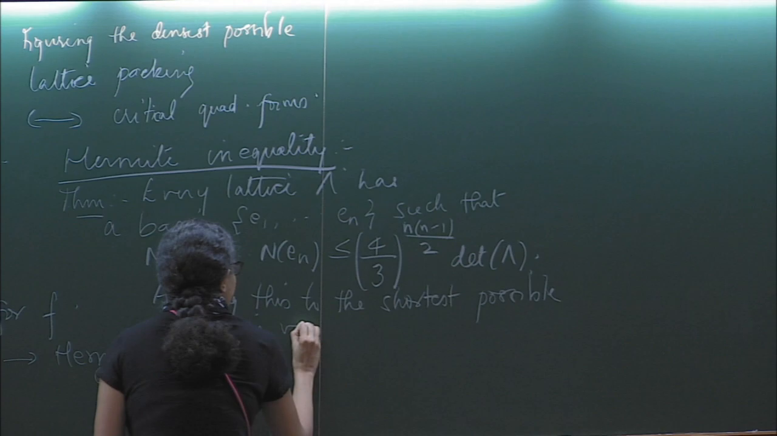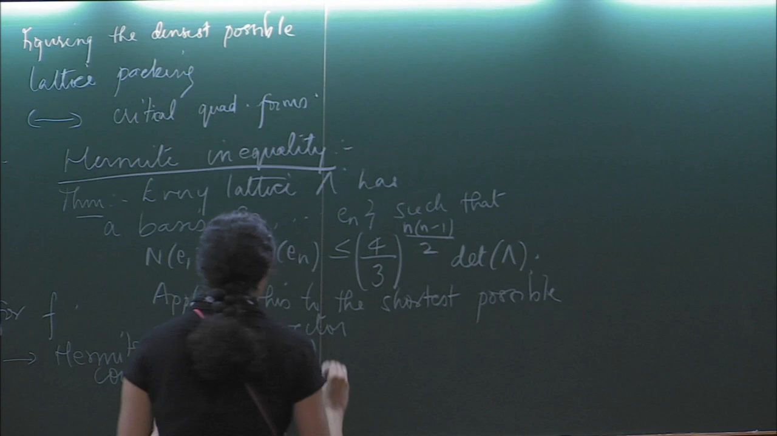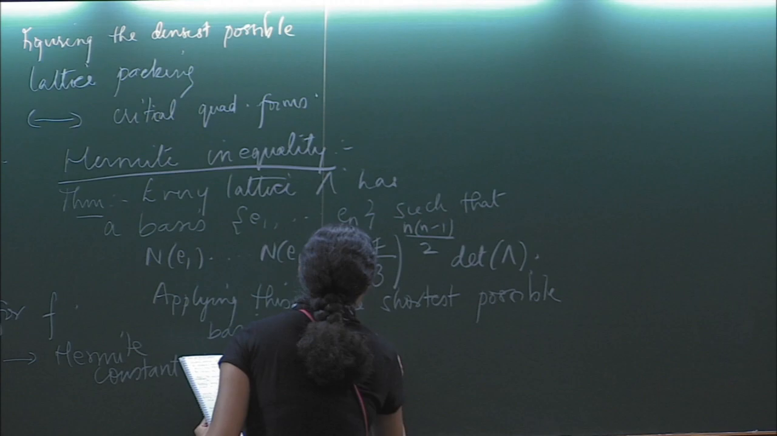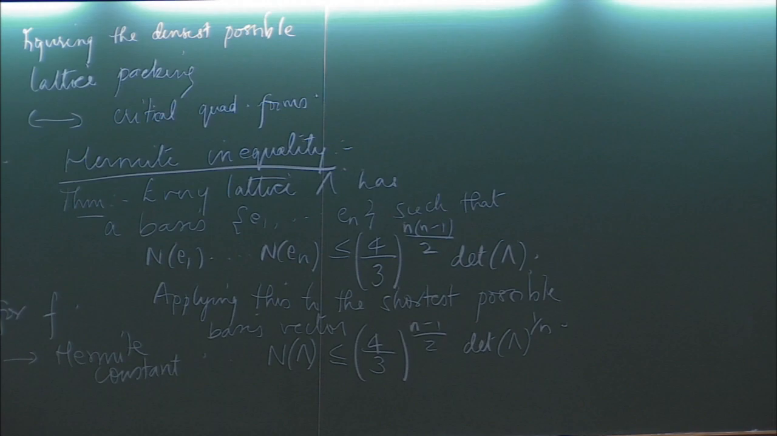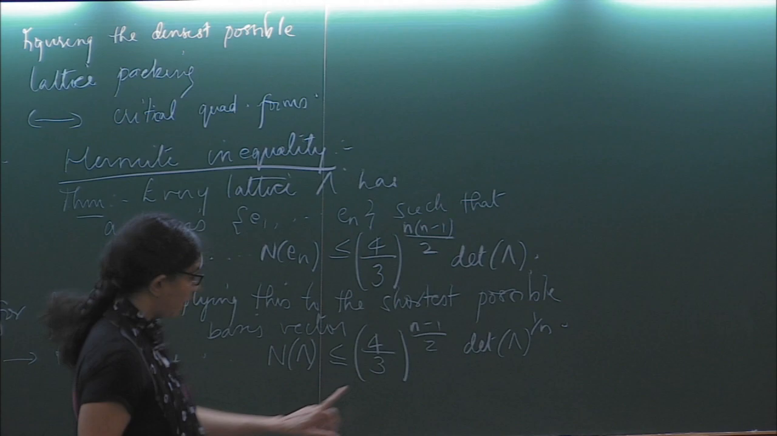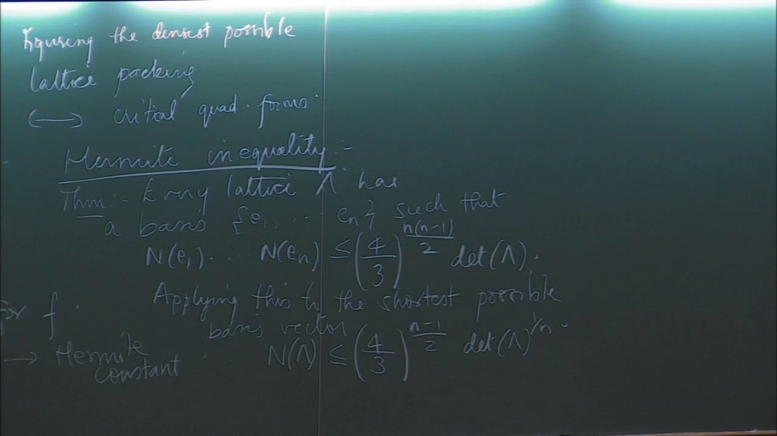then this will yield that n of lambda is bounded above by 4 over 3 to the power n minus 1 over 2 times determinant of lambda to the power 1 over n. So in particular, n of lambda over determinant of lambda to the power 1 over n has this uniform bound. And that is the reason we define f of Q to be m of Q over the nth root of the discriminant of Q.